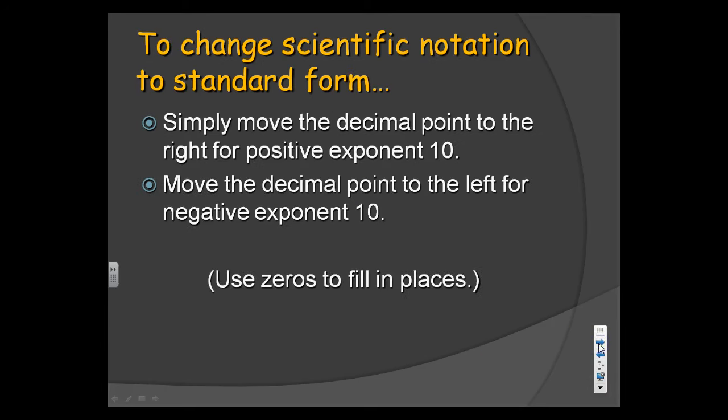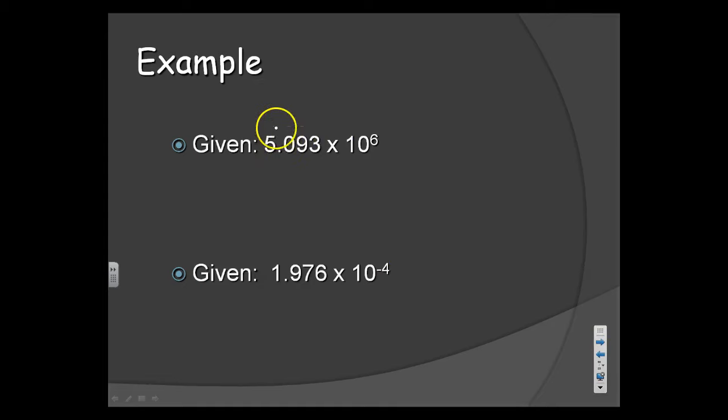Alright, now going the other way, if you get something in scientific notation and need to go to standard form, you know that the exponent of the 10 means how many places you're going to have to move it. If it is a large number, then it is a positive exponent, so you need to move the decimal so that you end up with a large number. And if you have a negative exponent, then you're going to move the decimal so that you end up with a small number.